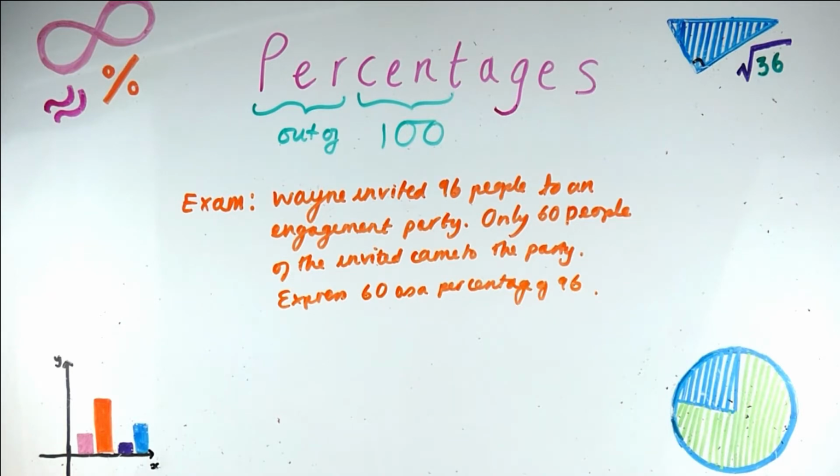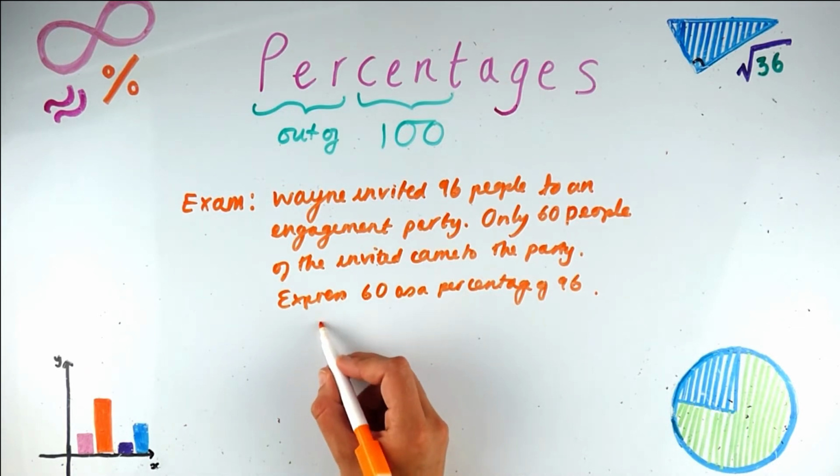Okay, so we're back to Wayne and his exciting engagement. Wayne invited 96 people to an engagement party. Only 60 of the invited people came to the party. Don't know if that's a great turnout, don't think so, feel sorry for Wayne. Express 60 as a percentage of 96.